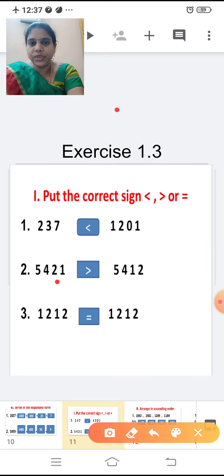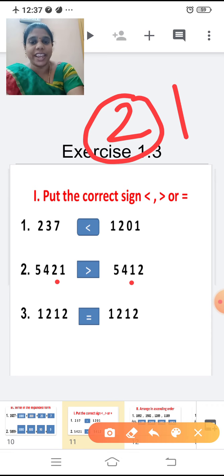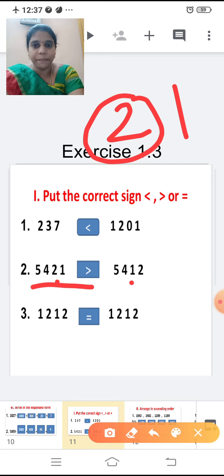In this we have 2 in the tens place. In the second number we have 1 in the tens place. Now tell me which is greater. 2 is greater, right? 2 is greater. So 5421 is greater than 5412.